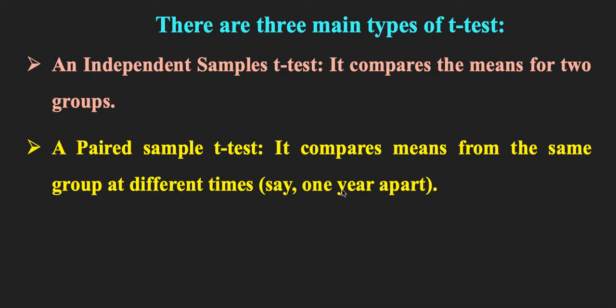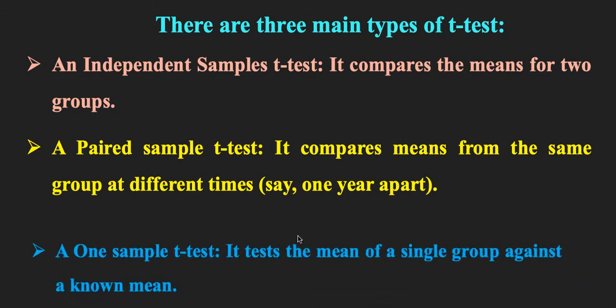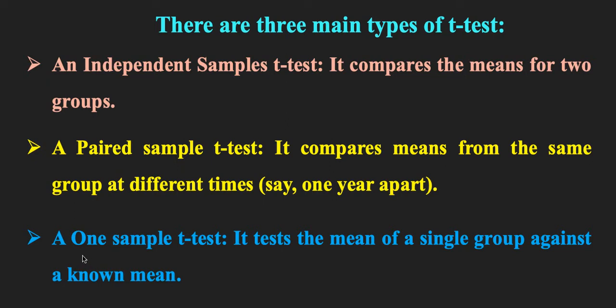You can talk about different times, like before and after. Then we have one more test, a one sample t-test. It tests the mean of a single group against a known mean. Here we have a mean, and against that mean we are going to test the mean of that single group based on the mean value which we know. So for that we are going to use a one sample t-test.